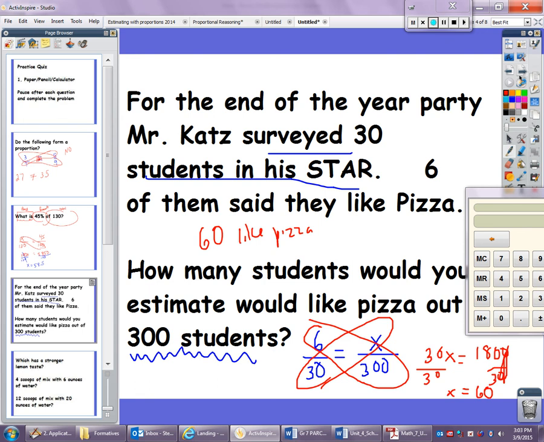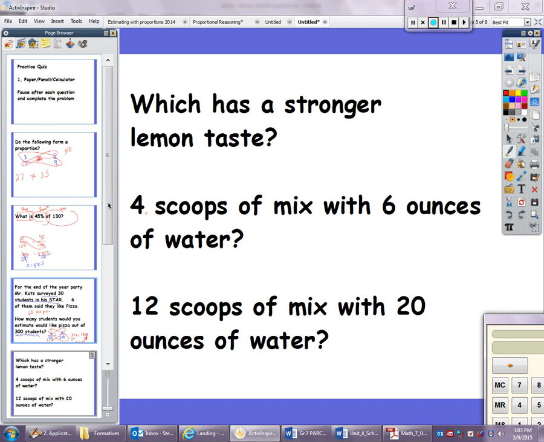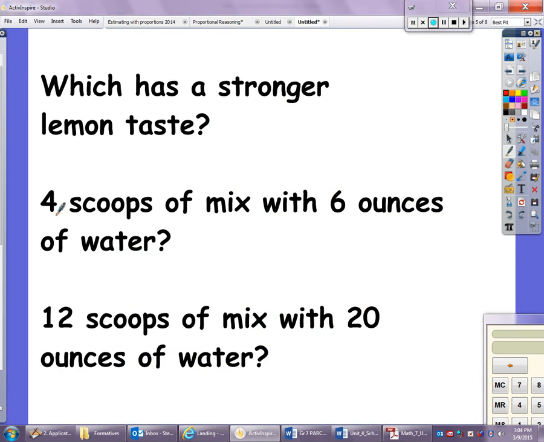Okay. Next one. Right. So here I'm giving you two different problems, two different things of water that have lemonade mix in there. So I put 4 scoops of mix with 6 ounces of water, and then another time I put 12 scoops of mix with 20 ounces of water. And I want to know which one would be stronger, have a stronger lemon taste. In order to do this, it's good to make a ratio for, actually, let me go ahead and pause the video, try it on your own, and then once you're done, play the video.